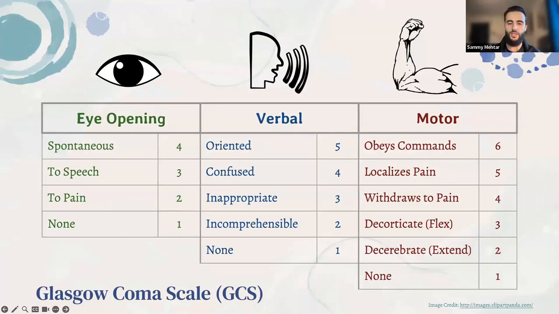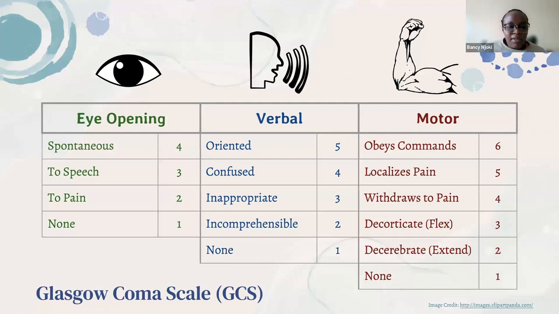GCS score, you can use it in children. You would just modify the exam. Obviously, they wouldn't be responsive to your commands, but there is a modified version for infants. I don't know if there's any other scoring systems. I don't know if anybody else on here is familiar with other scoring systems specifically for infants, but I know that in our pediatric ED, we still use a modified Alaska GCS score for traumatic injuries in infants.